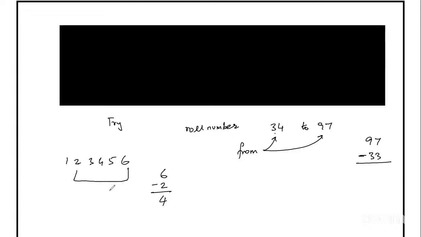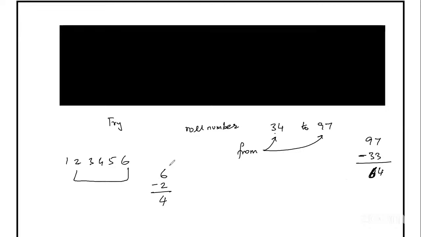So you can always take a smaller set and figure out what needs to be done, rather than waste time with 34 to 97. So we know that 6 minus 1 is to be done. Similarly, 97 minus 33 will get you your answer, which is 64. 64 students. Got it?